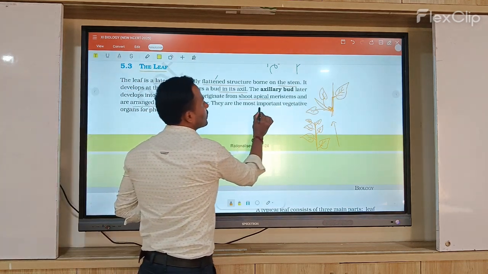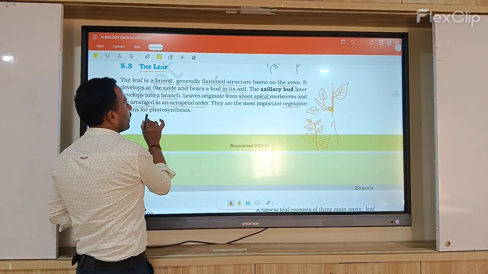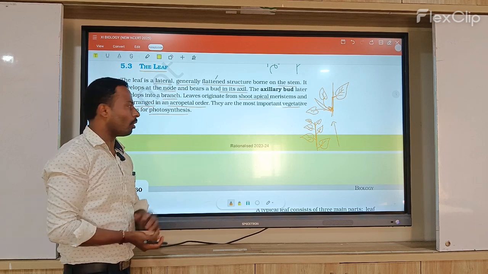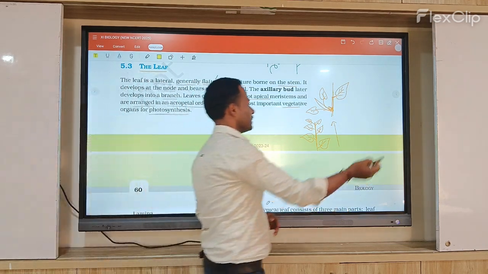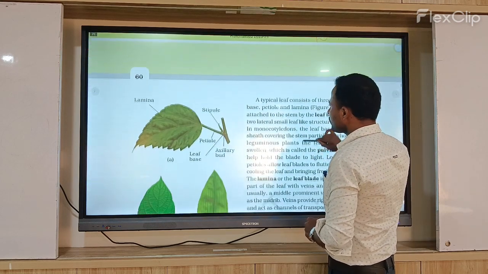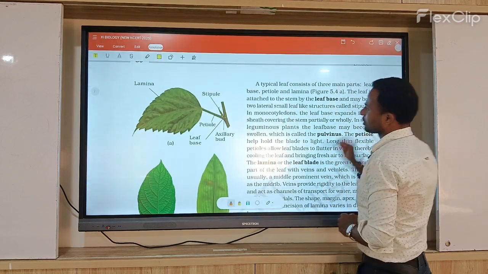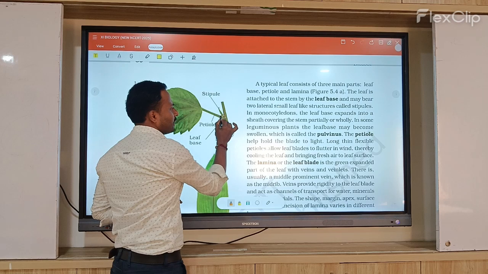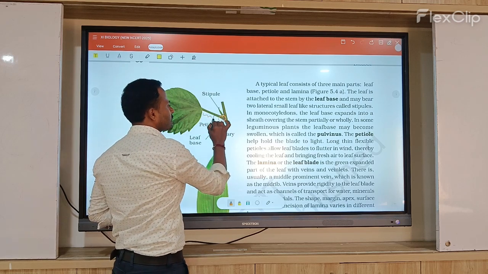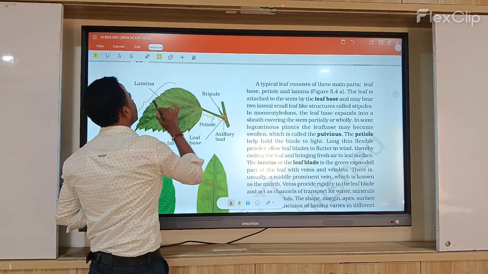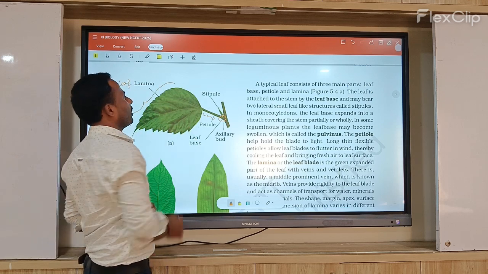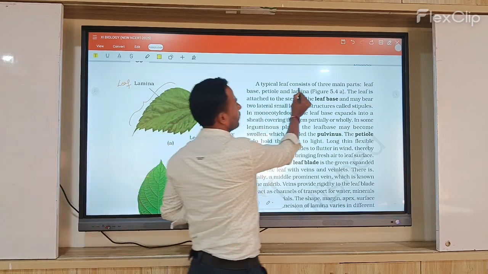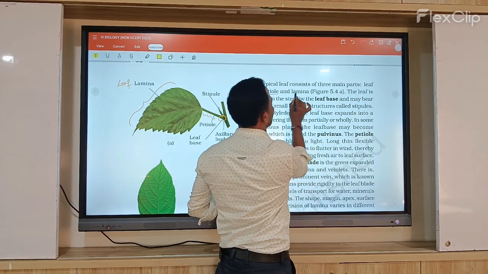The leaves are mostly important as vegetative organs for photosynthesis. A typical leaf consists of three parts. The first one is this part, the leaf base, this part is the petiole, and this entire part is the leaf lamina. A typical leaf consists of three main parts: leaf base, petiole, and leaf lamina.